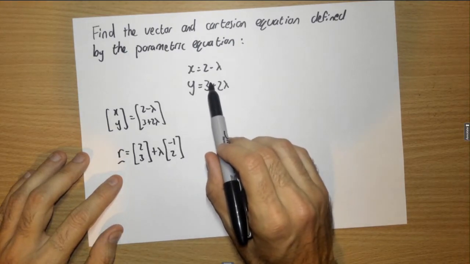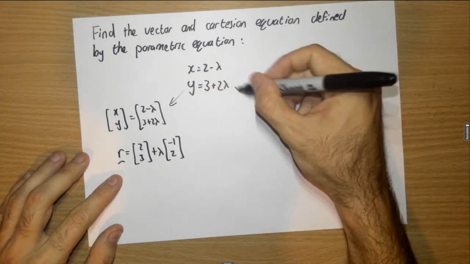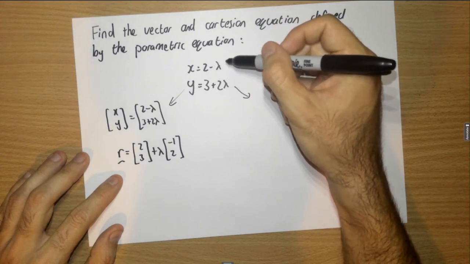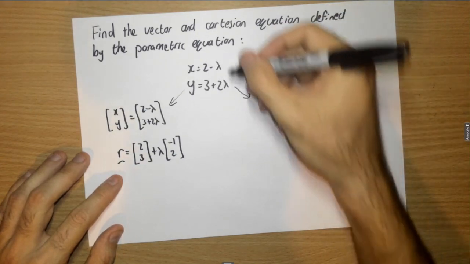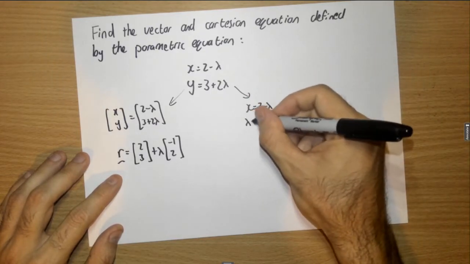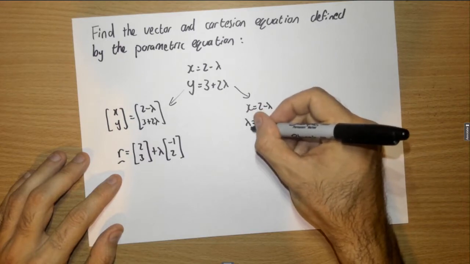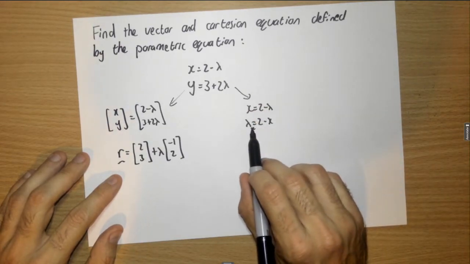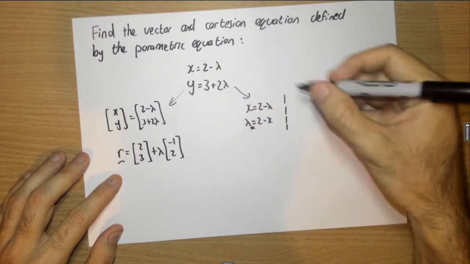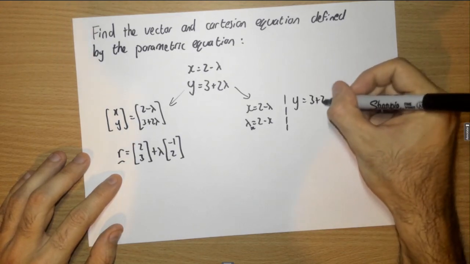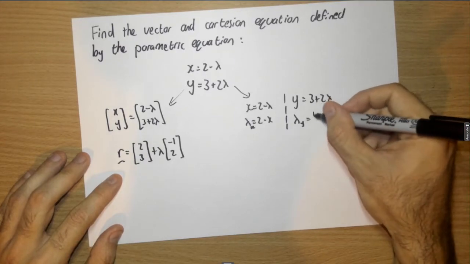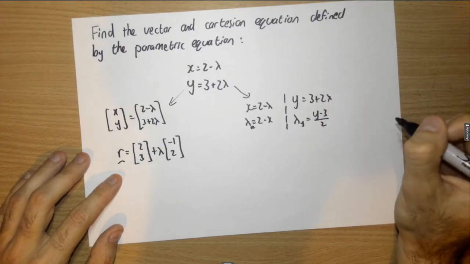Now that's working backwards. Let's work forwards now to get to our Cartesian equation. Again, when we're solving for the Cartesian equation, we're actually going to solve for lambda in both cases. So let's do the x one first again. x equals 2 take away lambda. Lambda equals 2 take away x. And again, I'm just going to use a little subscript there. You don't have to use that, but I'm just going to do that to illustrate where each lambda is coming from. And then we've got the y values. So y equals 3 plus 2 lambda, which means that lambda for the y's is going to be y take away 3, divided by 2.